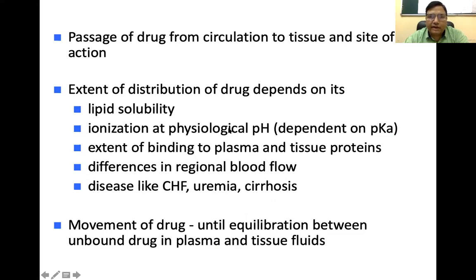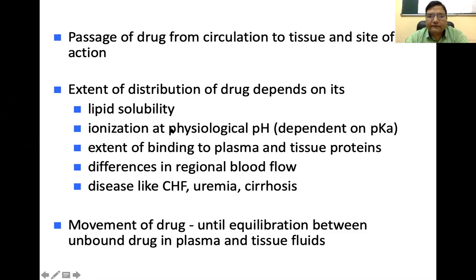And the different factors which are going to govern this distribution are, first, the lipid solubility. The more lipid soluble a drug is, the more easily it passes through the biological membrane, so the more distributed the drug will be. So lipid soluble drugs are more widely distributed.